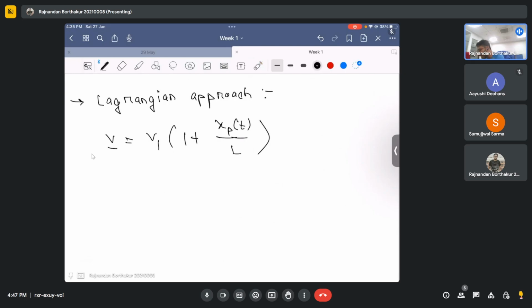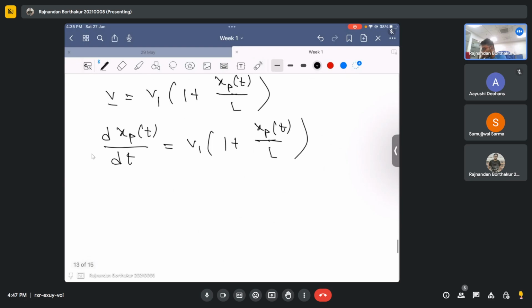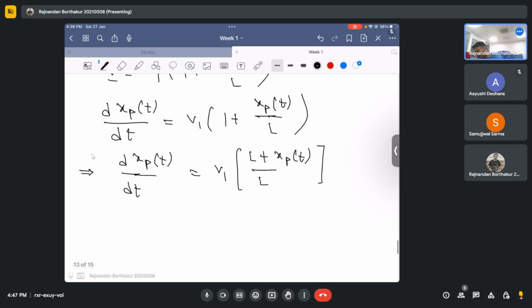And we know that in the Lagrangian frame, velocity can be written as the rate of change of the position of the particle xp with respect to time t. And this becomes equal to v1 times (1 plus xp(t)/L). The idea is again to evaluate this xp. So let us now try to simplify this term. I hope it is clear to everybody what exactly we are trying to do. So dxp/dt equals v1 times (L plus xp(t))/L. Okay, let's simplify this.